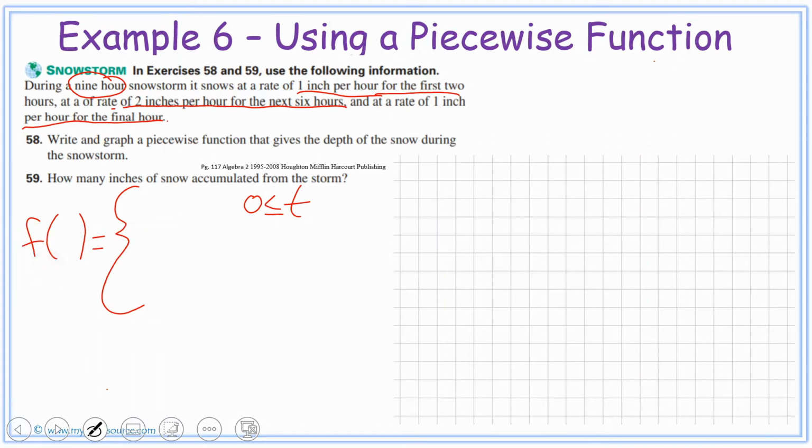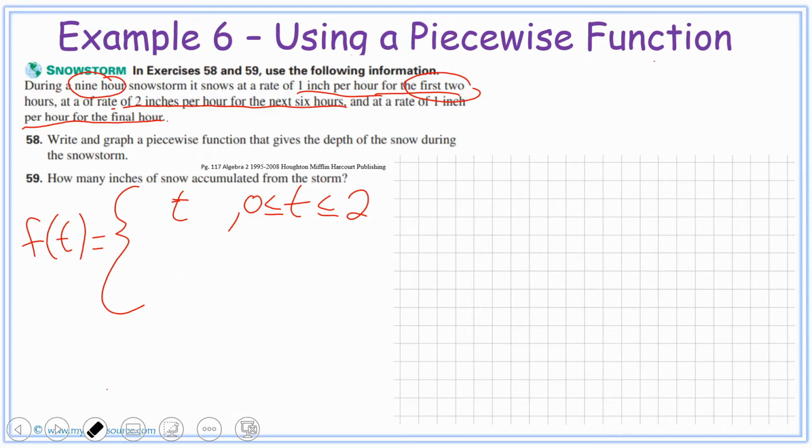So we have f of t for time. And then the first set of time is going to stop at 2 hours. All right, so what would be our variable there? If it's 1 inch per hour and t represents hours, that's 1 times t, which could just be written as t. So we have t when our time is between 0 and 2.